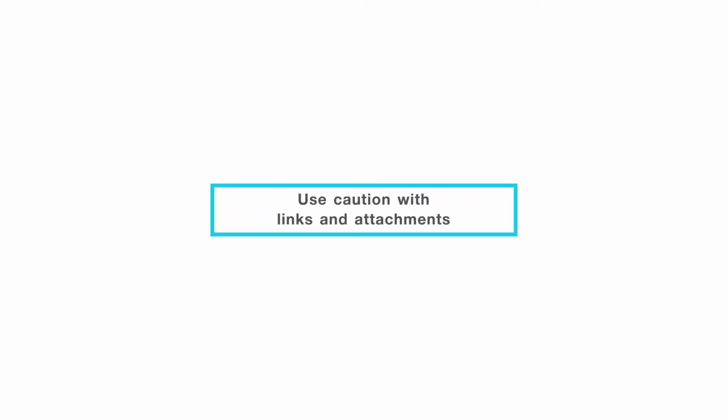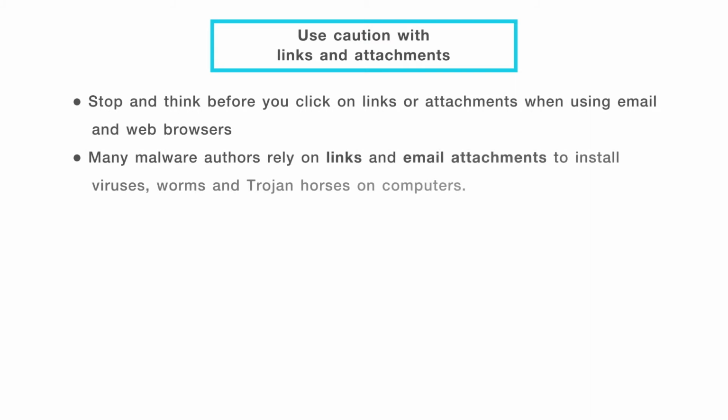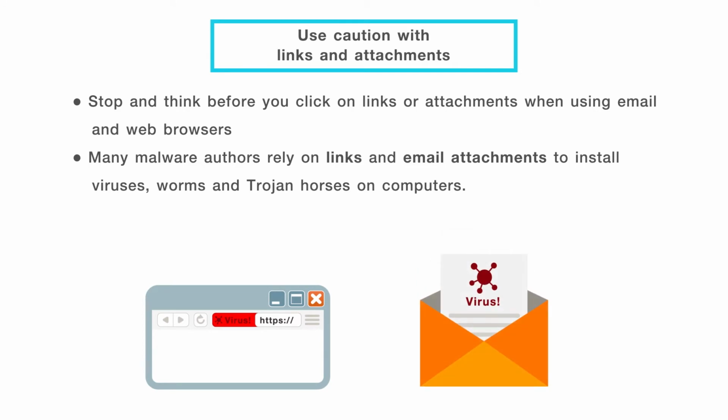Use caution with links and attachments. Take appropriate precautions when using email and web browsers to reduce the risk of an infection. An email virus consists of malicious code that is distributed in an email message, and it can be activated when a user clicks on a link in an email message, opens an email attachment, or interacts in some other way with the infected email message.